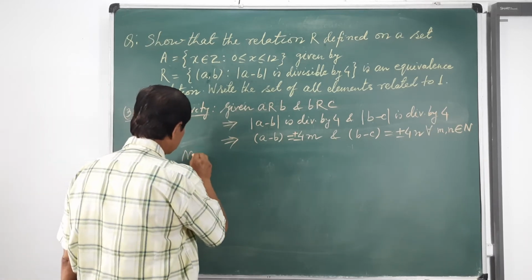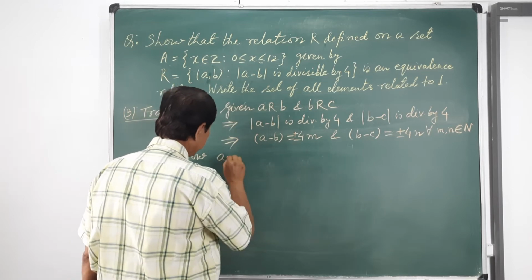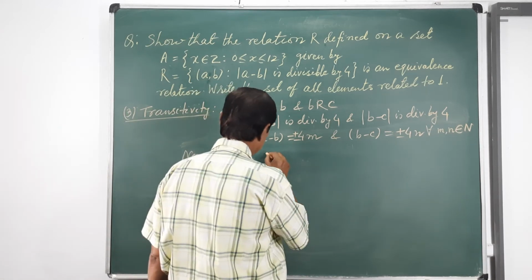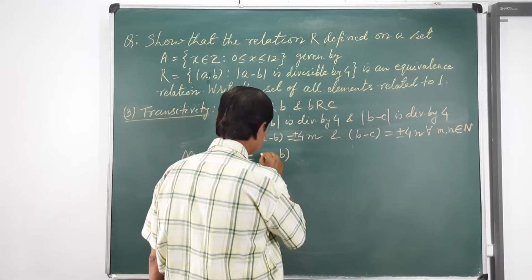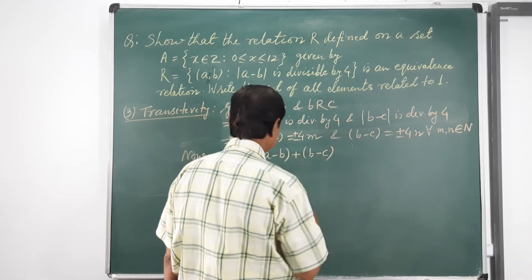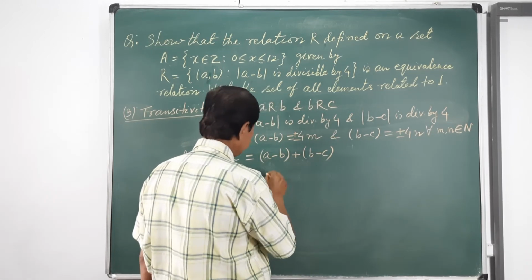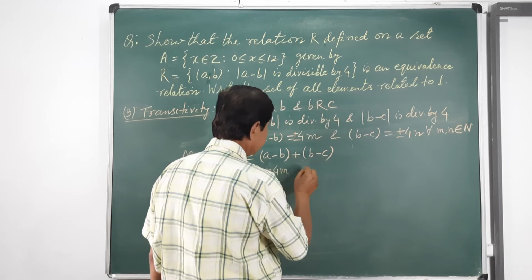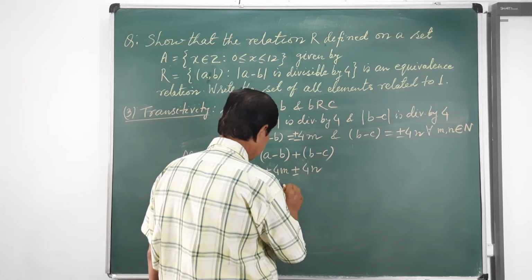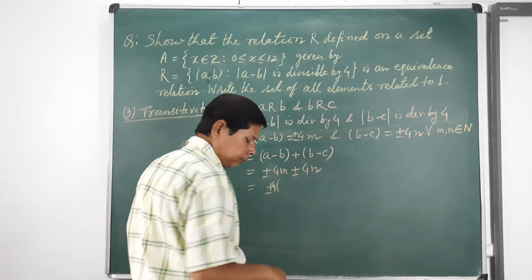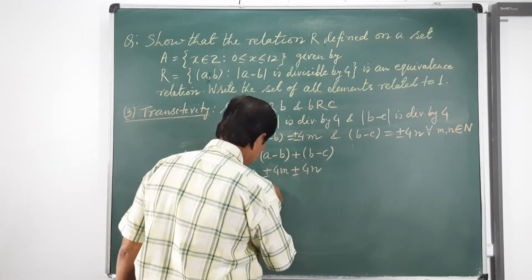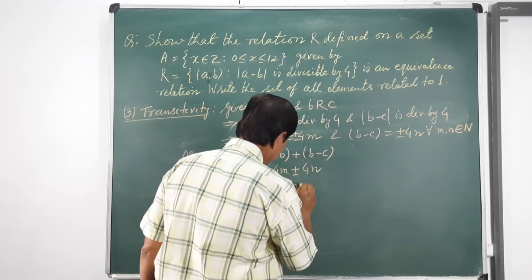Now, for showing the transitivity, we shall consider a minus c, which we can write as a minus b plus b minus c, and that is equal to, for a minus b plus or minus 4m and for b minus c plus or minus 4n. This is equal to plus or minus 4, with 4 common, (m plus n).